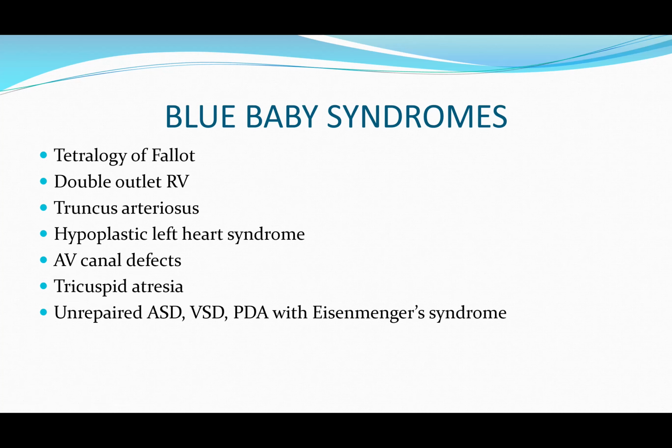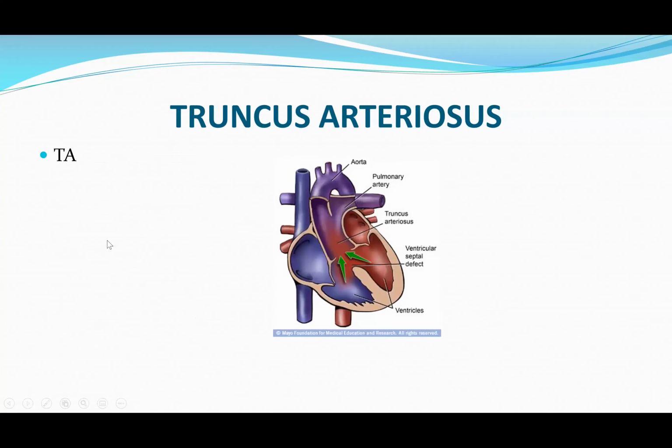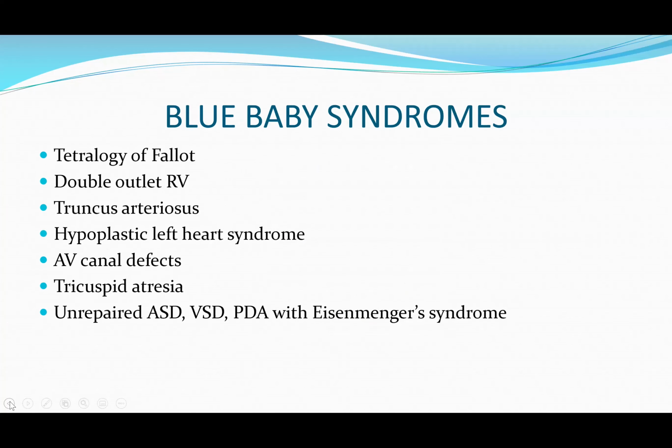So they will need heart transplant. Hypoplastic left heart syndrome will need heart transplant at some point. Truncus type 2, 3, 4 will need heart transplant at some point. And then an unrepaired primum ASD, VSD, PDA with Eisenmenger, these all have secondary pulmonary hypertension, so they have Eisenmenger syndrome. They cannot be fixed except by heart and lung transplant.